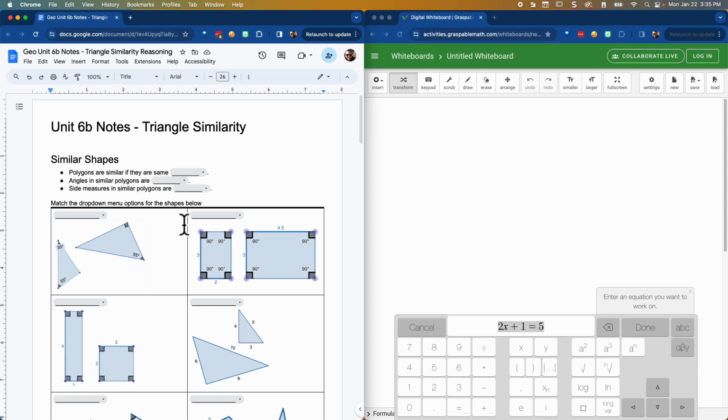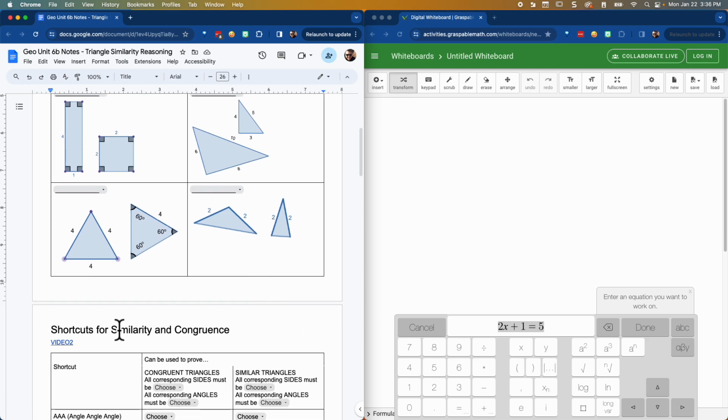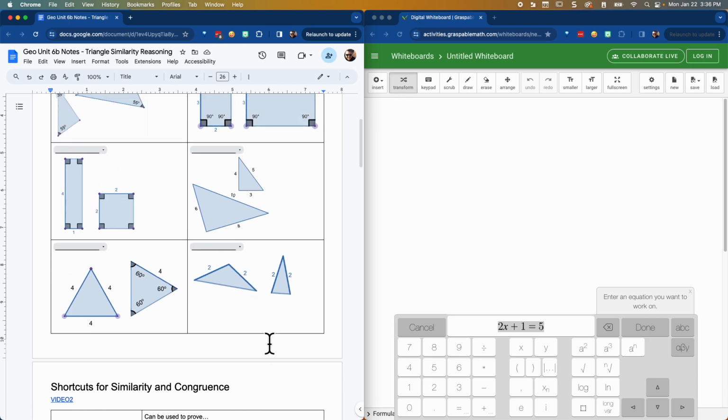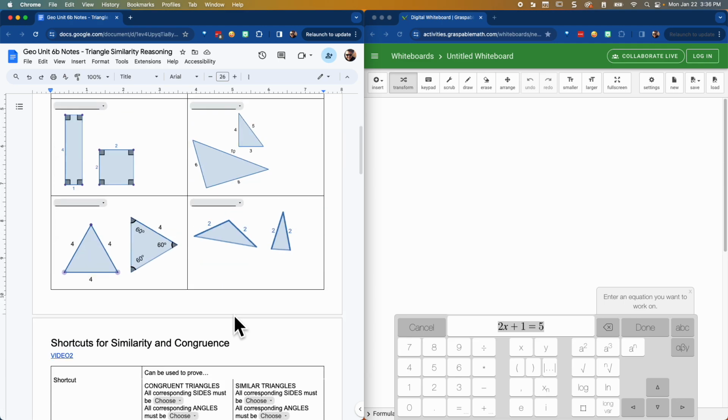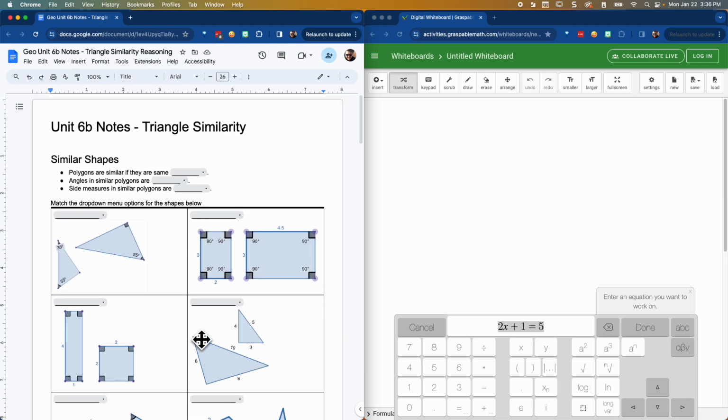Okay, students, we're going to record just a quick, very quick video just for this first page, and then there's a second video that's much longer, having to do with similar shapes and the shortcuts with reasoning for them. But right now we're just going to talk a little bit of a refresh on similar shapes.